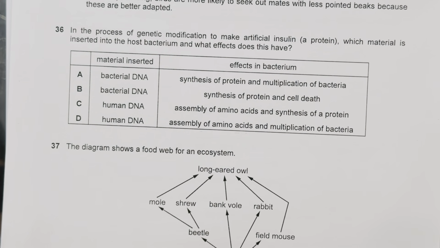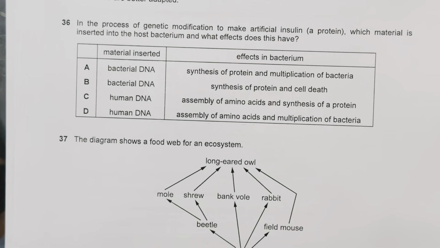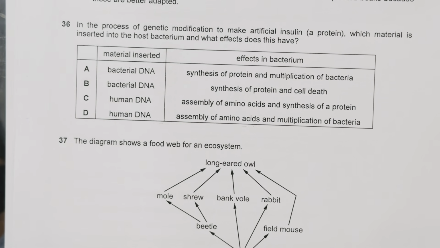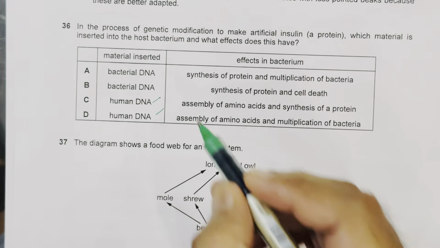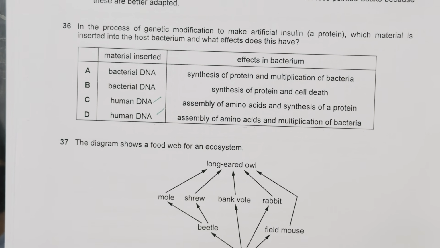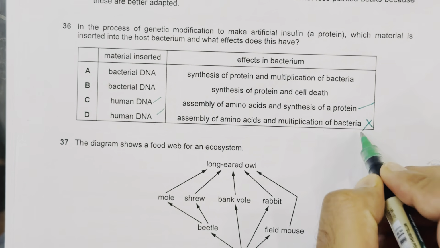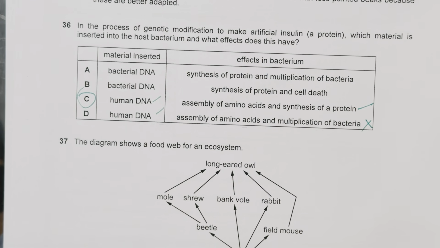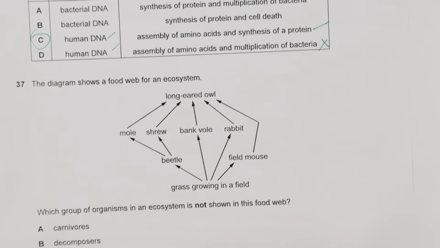In the process of genetic modification to make artificial insulin, which material is inserted into the host bacterium and what effect does this have? It should be human DNA. And assembly of amino acids and synthesis of protein. Yes, this is the right answer. Assembly of amino acids multiple. No, this is the wrong option. So option number C is carrying the right choice. Moving to question number 37.